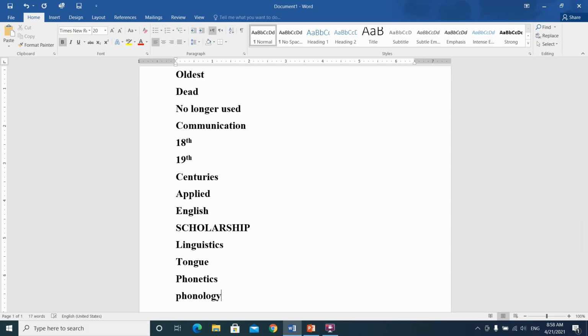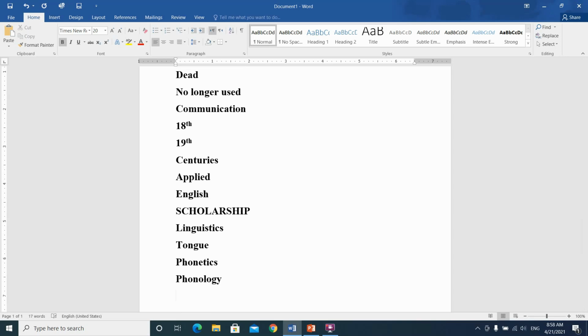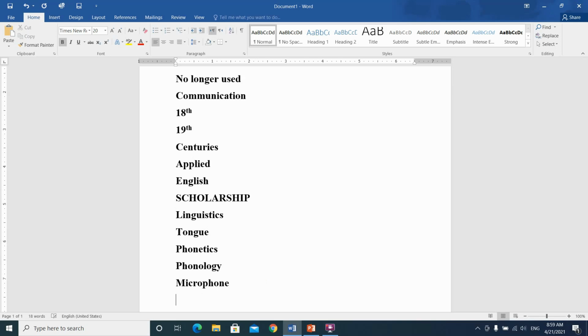This is a Latin word. You study morphology, a Latin word. You study syntax, a Latin word. You have a microphone to talk to me, and I have a microphone to talk to you. This is a Latin word.